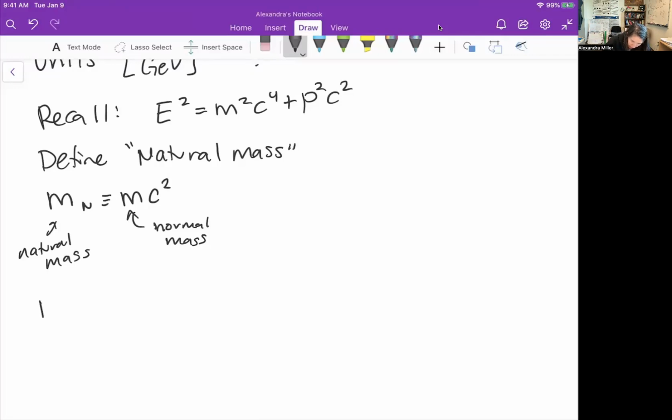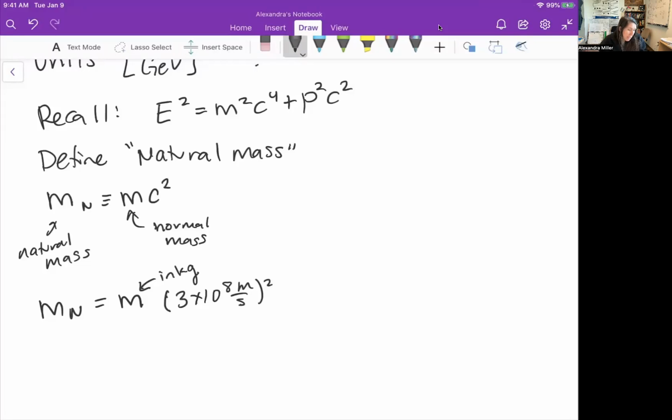So we can do that. So Mn is equal to the good old-fashioned mass, which I'm imagining I'm measuring in kilograms, multiplied by the speed of light squared, 3 times 10 to the 8 meters per second, squared. Now, if I just multiplied these things through, that would give me the natural mass in joules.